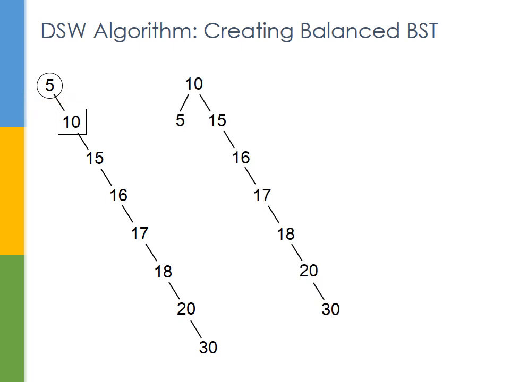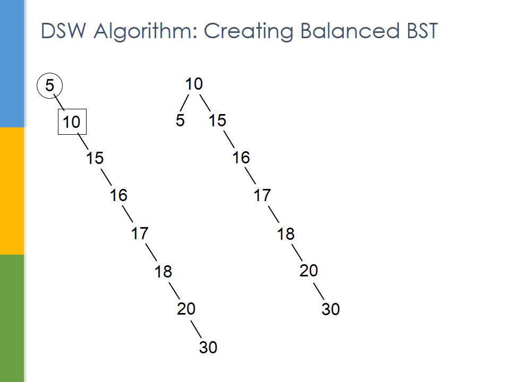So the result of this is that 10 becomes the new root of our tree, and the old root, which was 5, is rotated to the left of it. So this then deals with our single overflow node. What we now need to do is perform the rotations that are computed in our while loop.